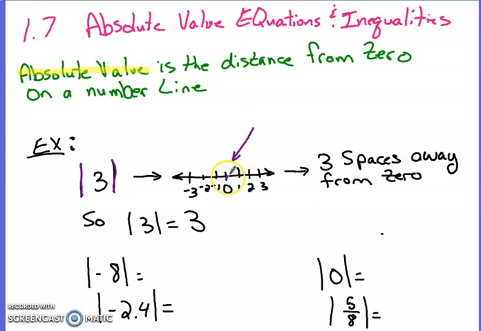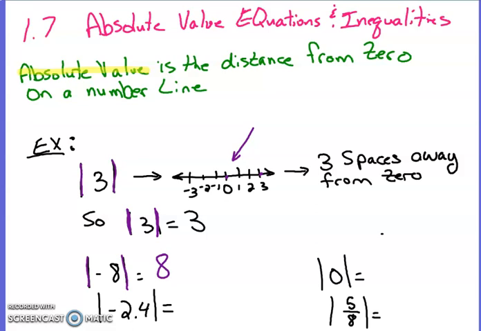And so here's 0, here's 3. So notice it's 3 spaces away from 0. So the absolute value of 3 is 3. So the absolute value of -8. Let's look at this one. Again, think on a number line. How many spaces is -8 from 0? Well, it's 8 spaces. Remember, distance is always positive. When you take a tape measure out, there are no negative numbers on there.